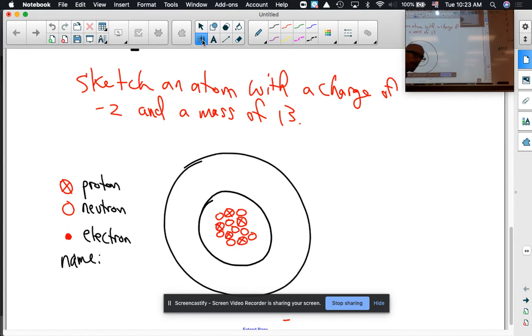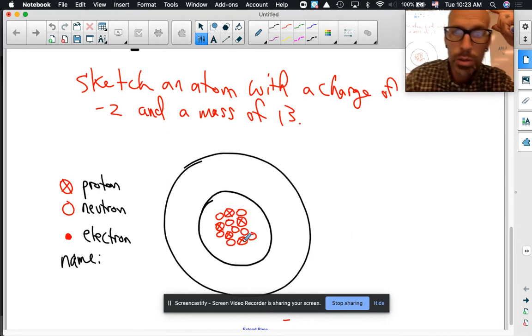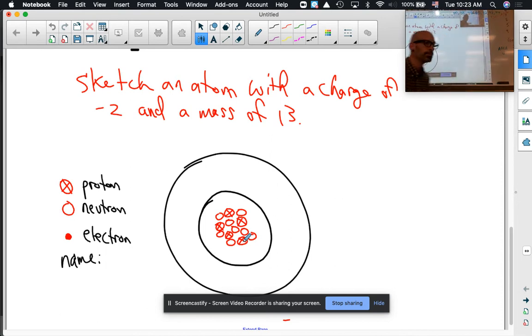Now, why did I do that? Well, the fact that I had 5 protons here tells me what element I'm dealing with. If I have 5 protons, 1, 2, 3, 4, 5, this thing has to be what? Hopefully you looked it up on the table and saw that it has to be boron.